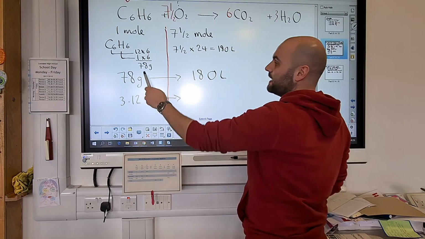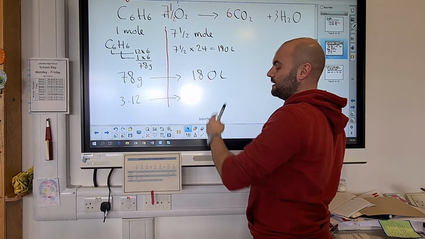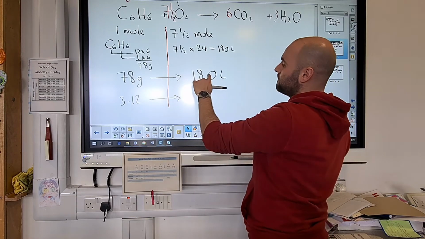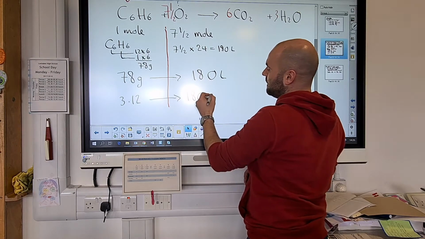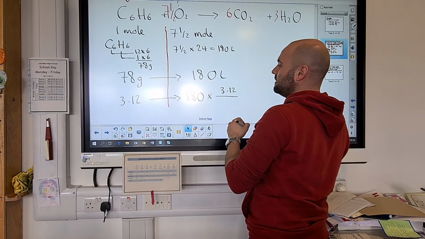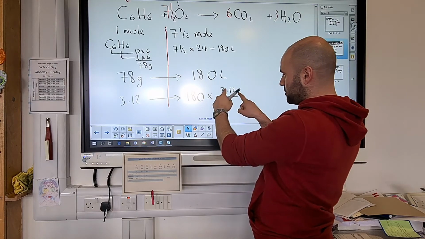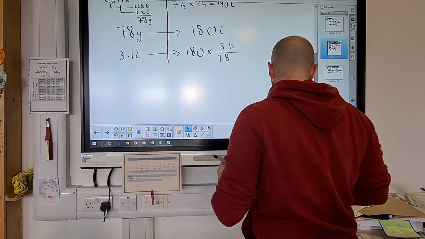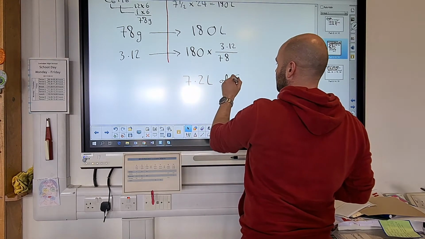So I know that when I had 78 grams, a huge amount, 180 litres was required. With 3.12, this number is going to reduce massively. So to make this number smaller, I take this number, 180, and I make it smaller by putting the smaller number at the top, 3.12, divided by 78. Basically, that means it's this fraction of 180. And if we were to do this in a calculator, you should have an answer of 7.2 litres of oxygen.